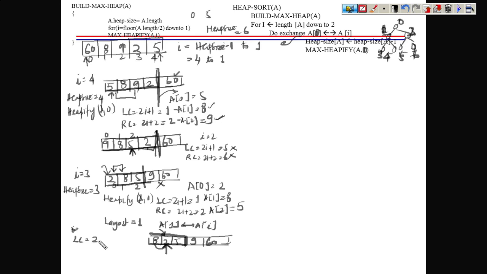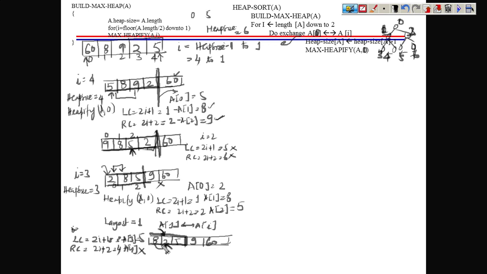Left child is 2I. So here, when I say I, it actually represents the index. So 2I plus 1, that means this is 1, so this is 3, and the right child will be 2I plus 2, that is 4. So A of 3 is what? If you look at this, A of 3 is when A of 4 is actually not existing.